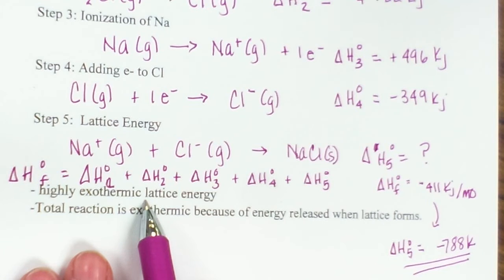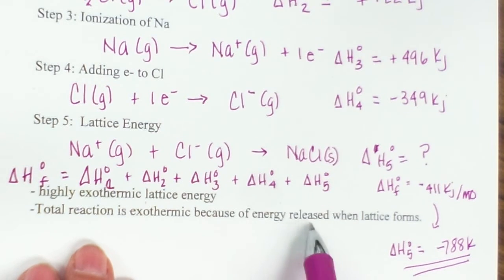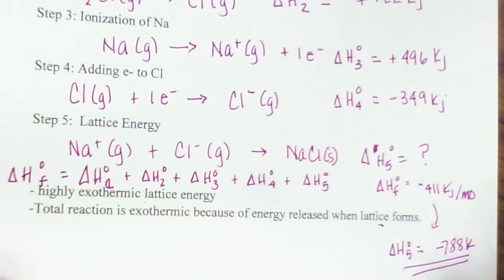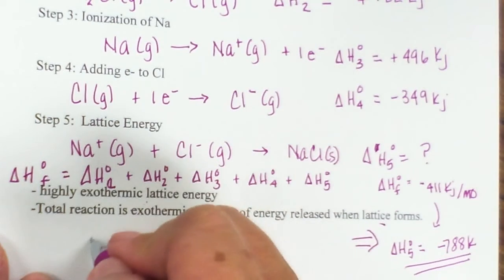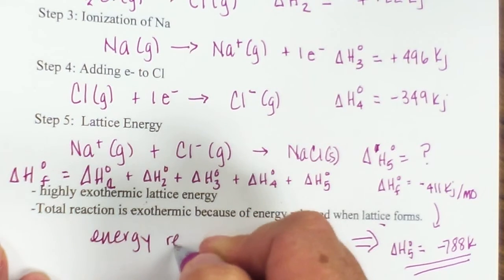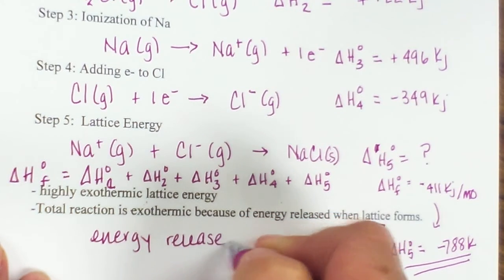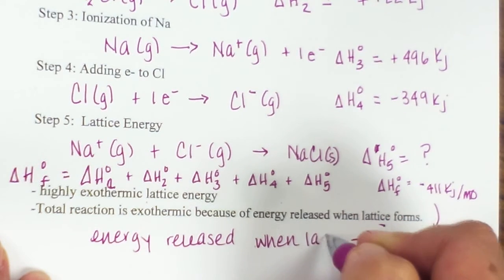Now this is highly exothermic lattice energy. And the total reaction is exothermic because of the energy released when the lattice forms. So this is the energy that is released when the lattice forms.